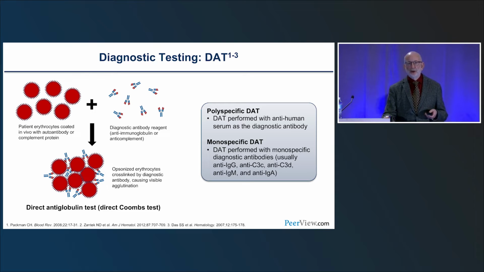Even if cold agglutinin disease is an IgM-mediated disease in nearly all cases, the DAT for IgM will usually be negative because the autoantibody is detached from the red cells before it can be detected in the lab.